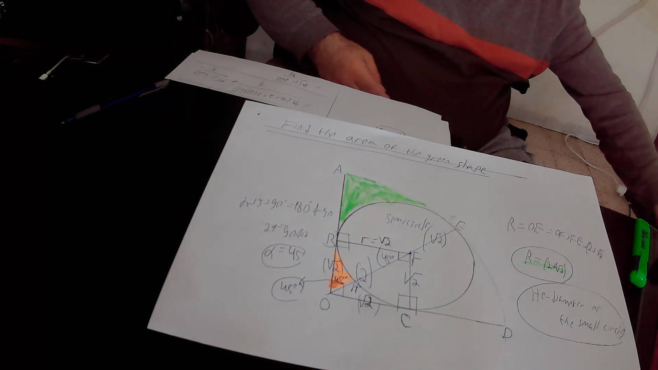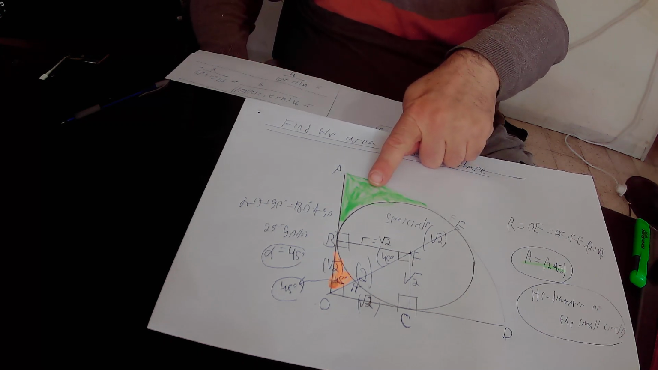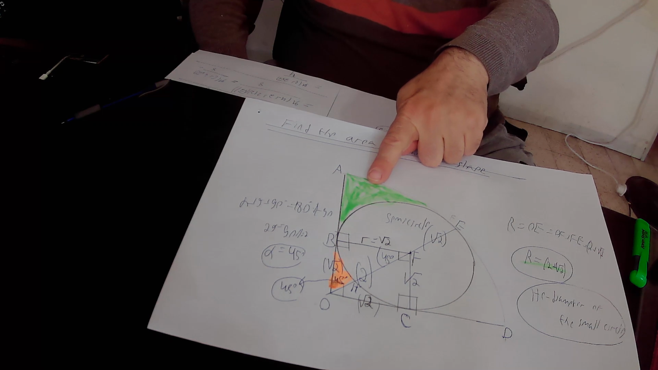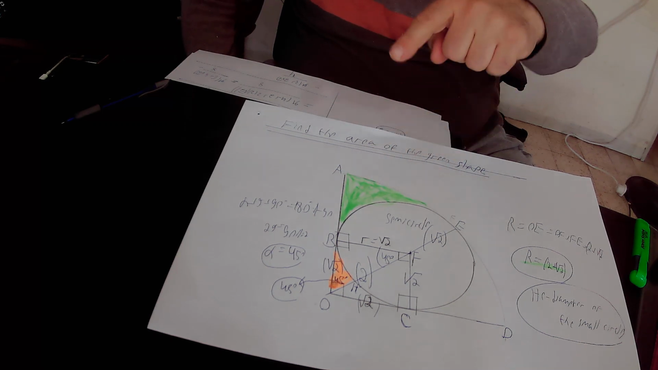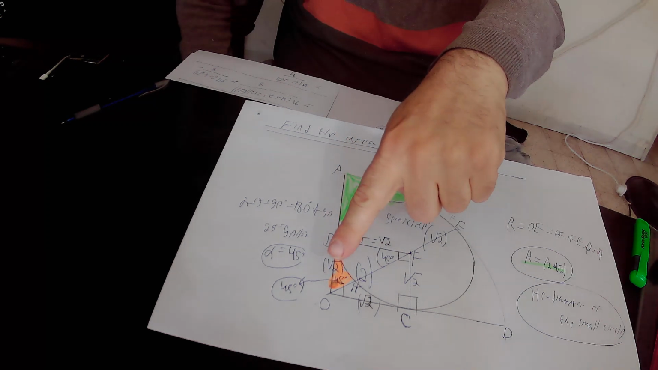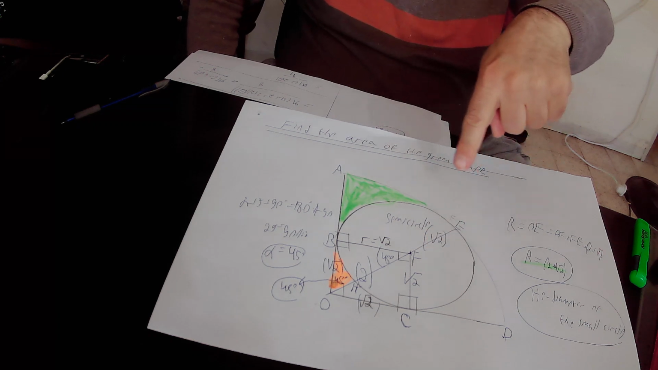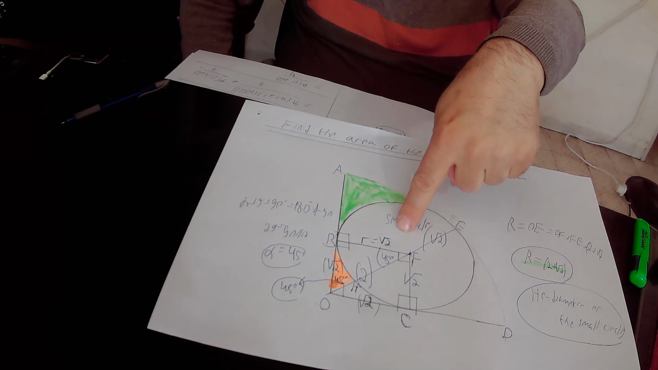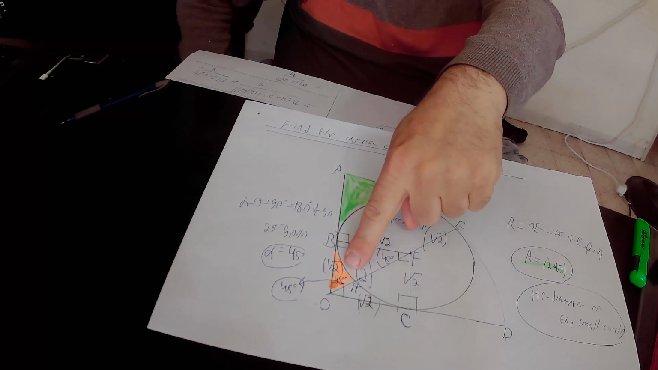Again, our mission is to find out the area of this green shape. What is the area of the green shape? From the drawings it's very easy to see that the area of the green shape equals the area of the big sector AOE, minus the area of this small semicircle, minus the area of this orange shape, HBO.